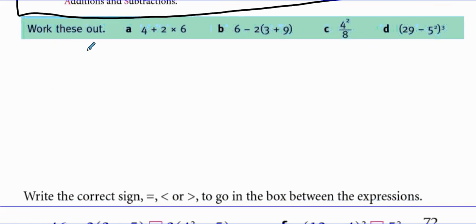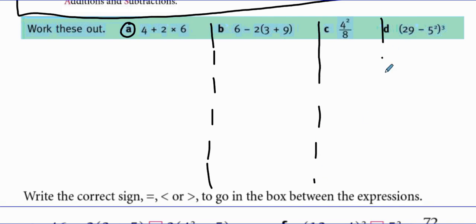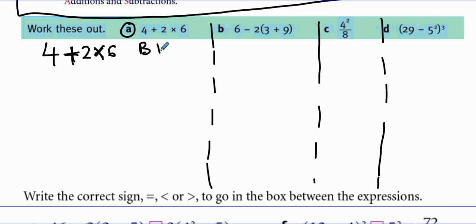Now let us start with this question. Work this out. We have got A here. In this question, 4 plus 2 times 6, we have two operations. One is addition, another one is multiplication. When you look at both BEDMAS and BODMAS, both suggest the same thing. BEDMAS suggests work out the brackets, but we don't have brackets.